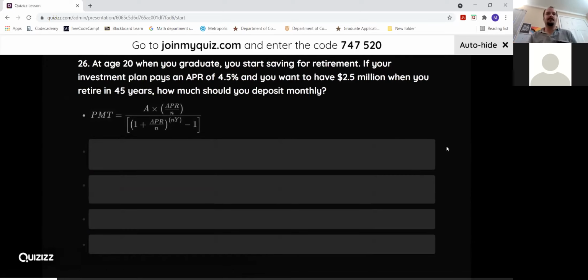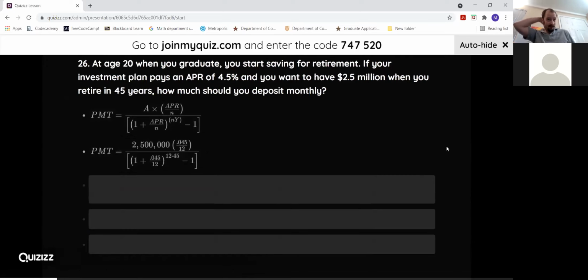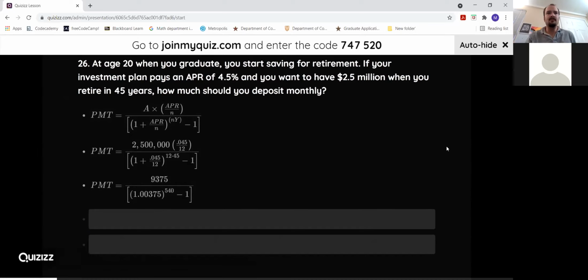I think I might have messed up somewhere along here. So let's see. 0.04 divided by 12 times what, 2,500 or 2.5 million. Oh, 4.5 divided by 12. Okay, multiply that by 25. Should give me 93.75 on top.